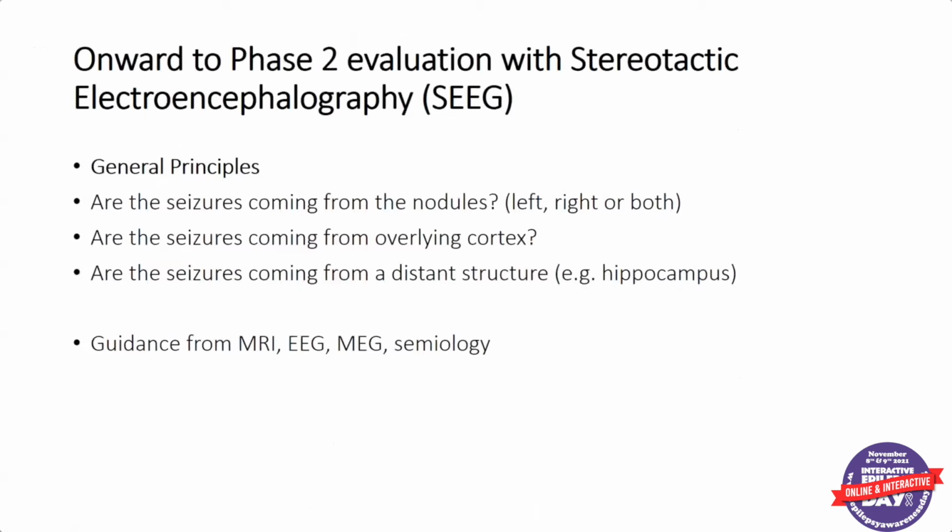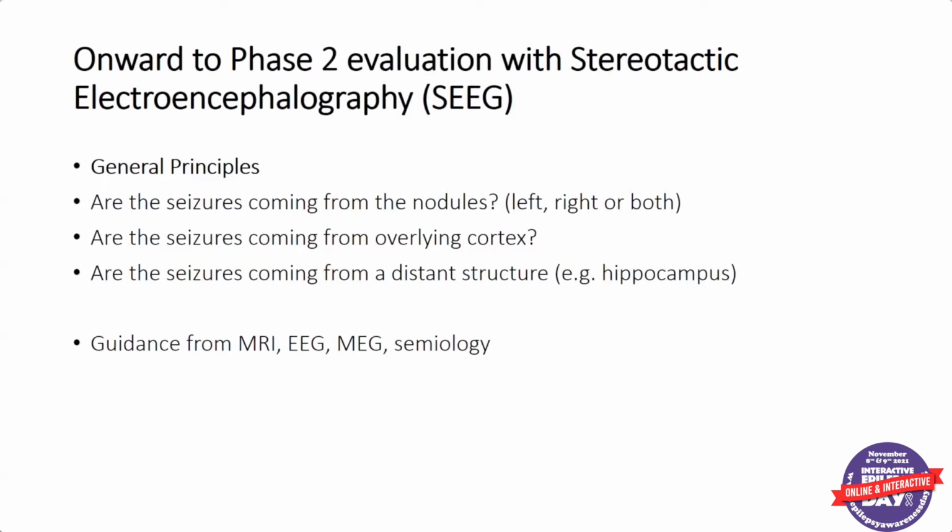So we move onward to what we call a phase 2 evaluation, where we put electrodes inside the brain, inside the nodules, and in overlying cortex to see where the seizures are coming from. So the general principles are to see if the seizures are indeed coming from the nodules. And since these patients often have nodules on both sides, we want to see whether they're coming from the left, the right, or in fact, both places.